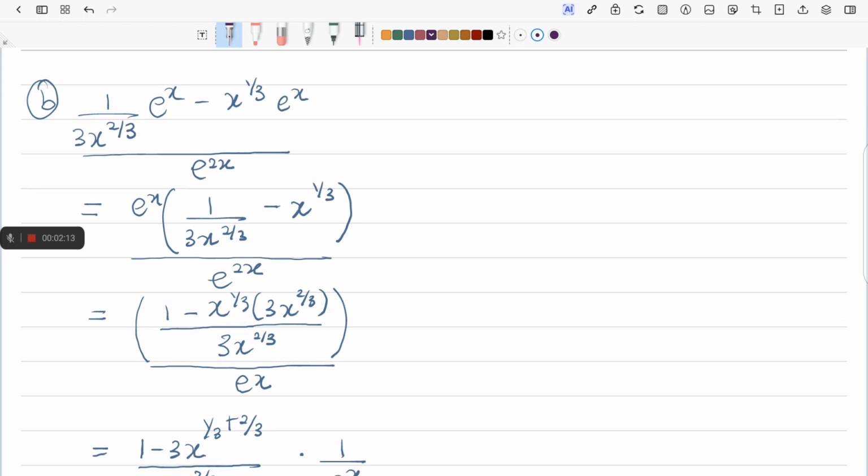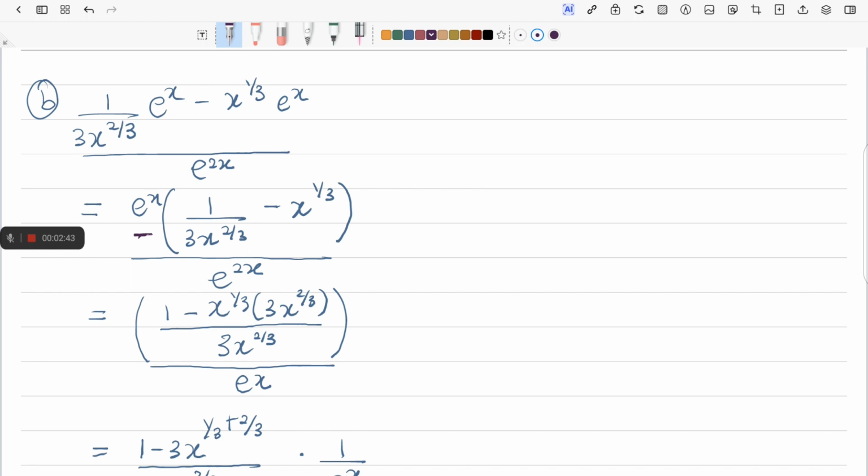Sub-question B is this expression. So we have e^x over (3x^(2/3)) minus x^(1/3) times e^x again, and all of this is divided by e^(2x). The first thing we notice is that we have e^x in both terms in the numerator, so we factor it out here.